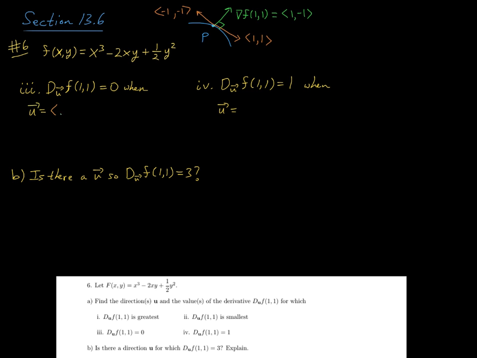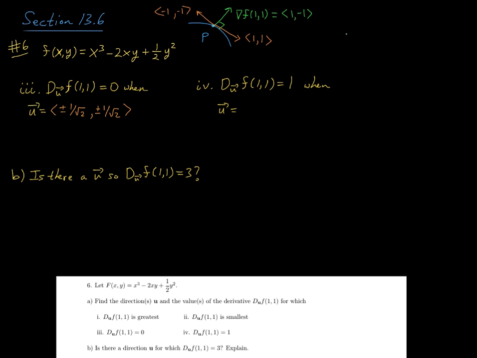So we're looking at the vectors plus or minus 1 over root 2, okay? And then for the second component, those are going to be the same, right? Plus or minus 1 over root 2. All right. So I can move in the direction of either one of those unit vectors. Now, for the fourth part, we want the directional derivative to be 1.